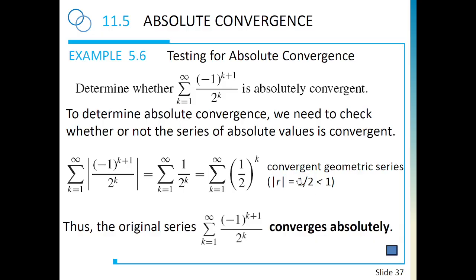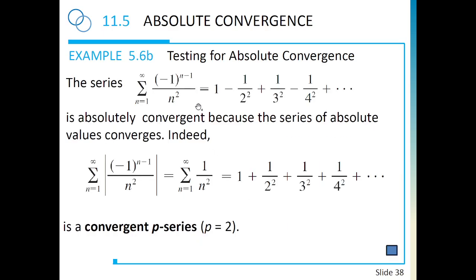This means that our alternating series here is absolutely convergent, which means it's also convergent itself. So you see, once you have absolute convergence, it means that the series itself is convergent and its absolute value version is also convergent. So that's very powerful.